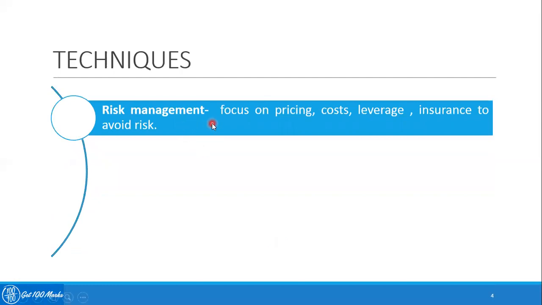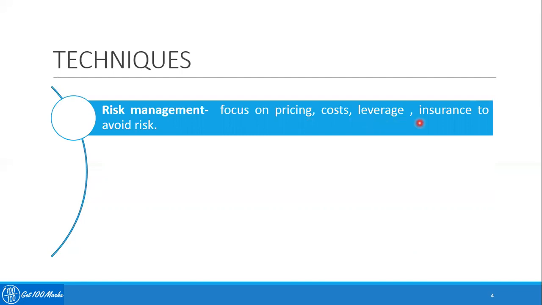Sometimes the risk can be managed by various strategies through focus on pricing. By comparing the competitor pricing, we can increase or decrease to reduce the risk of sales reduction. Cost: if the costs are so high, we can reduce the risk or we can implement various cost strategies. Leverage: if we have too much debt, there is a risk involved. By having a proper structure or proper leverage, we can reduce the risk.